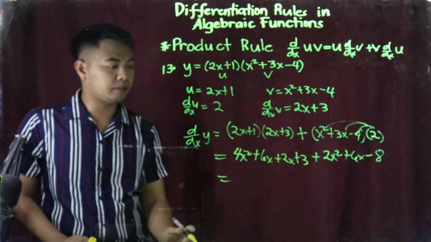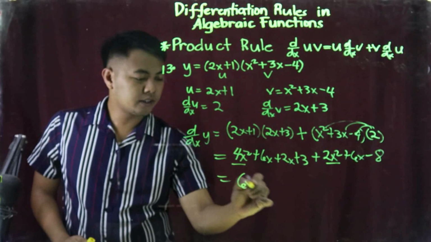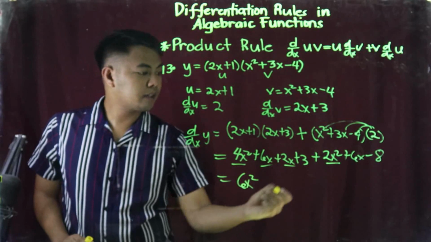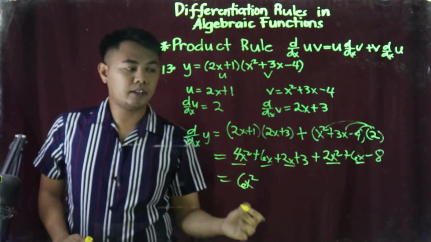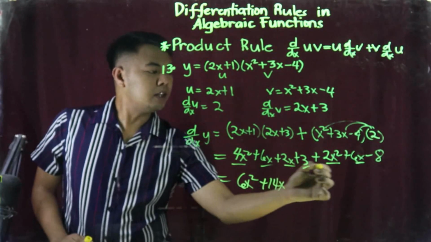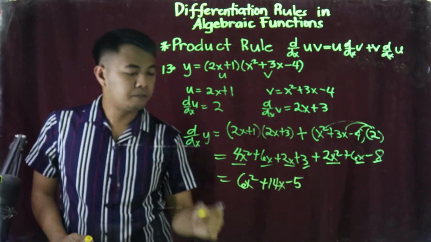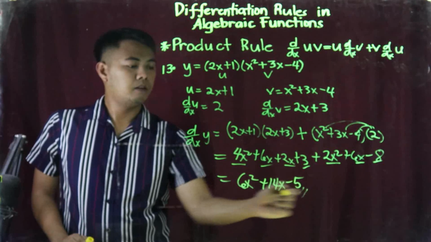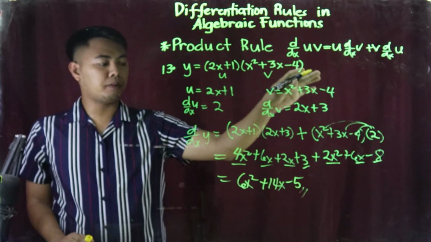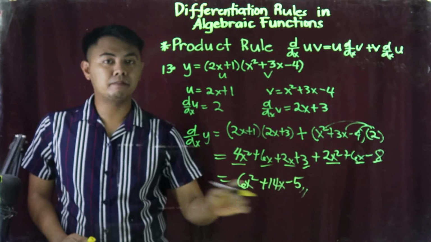Then, combine similar terms. 4x squared plus 2x squared, that is 6x squared. 6x plus 2x, that is 8x. 8x plus 6x, that is 14x. Then the constants, 3 minus 8, that is negative 5. So this is now the derivative of this function, 2x plus 1 times x squared plus 3x minus 4. The derivative is 6x squared plus 14x minus 5.